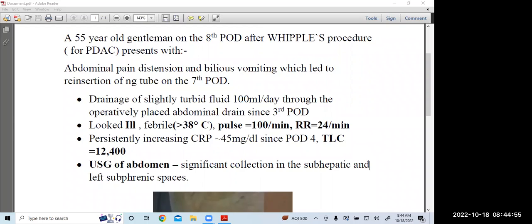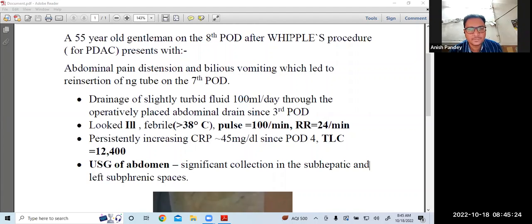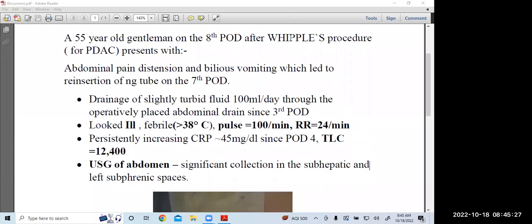Then what else can you do? Now you have done an imaging and you find that the tip of the drain is almost sitting near the anastomosis. That is one of the reasons the fistula is unlikely to close. If the drain is very close to the anastomotic site, it will keep on draining. So what needs to be done in such cases? Repositioning, not replacement, but you have to withdraw the drain a bit so that it is away from the site of the anastomosis.